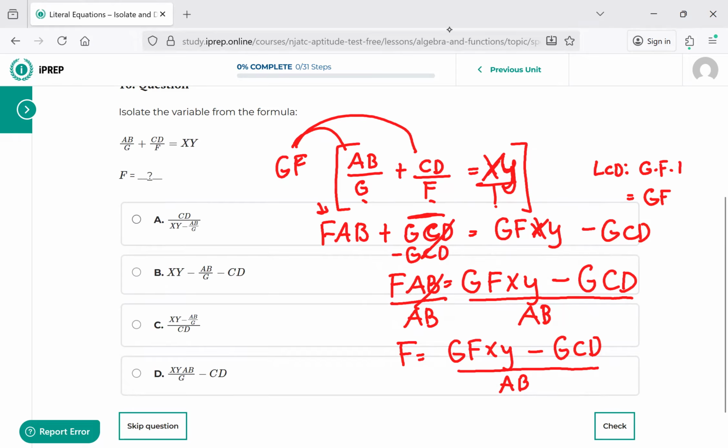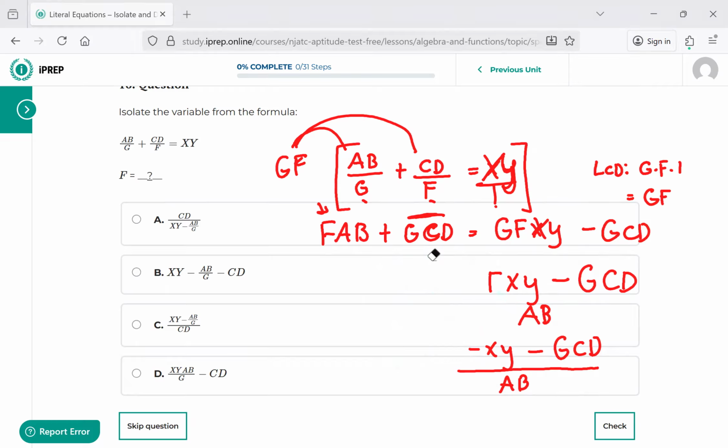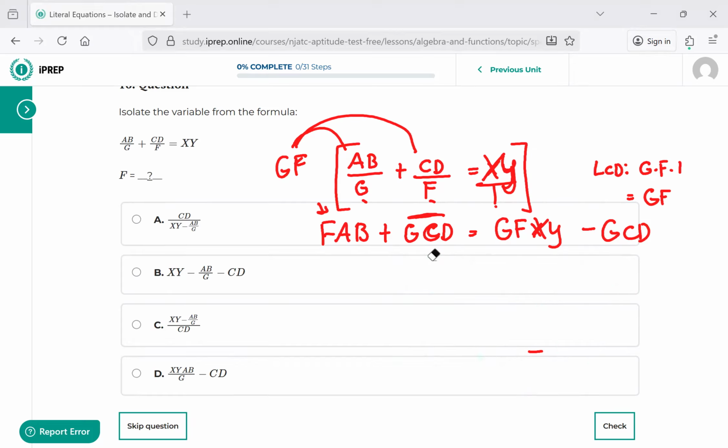And oh, I see what I made a mistake. There are two F's. There's an F right here, so I shouldn't have done that. I shouldn't have moved things around. So you know how I said check if you have a repeat of F? There is. There's an F right here. So what you want to do is get all the F's on one side. So do not move this GCD yet.